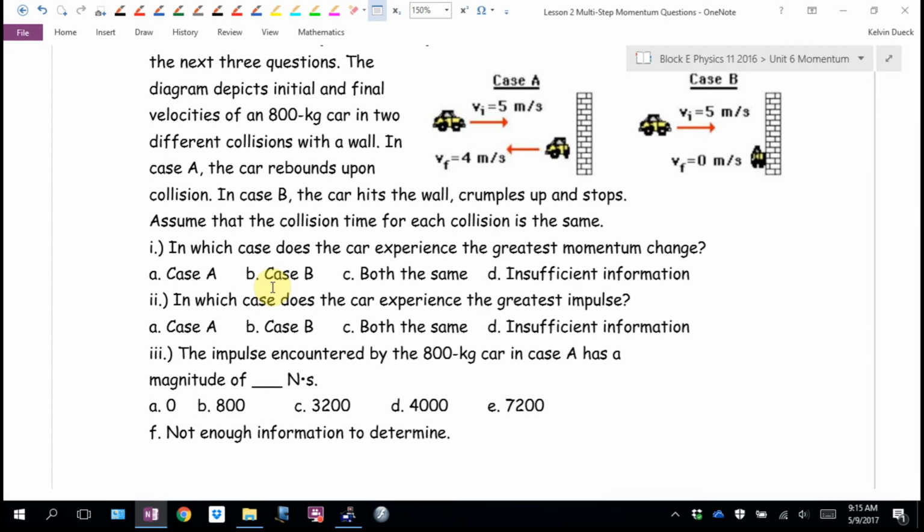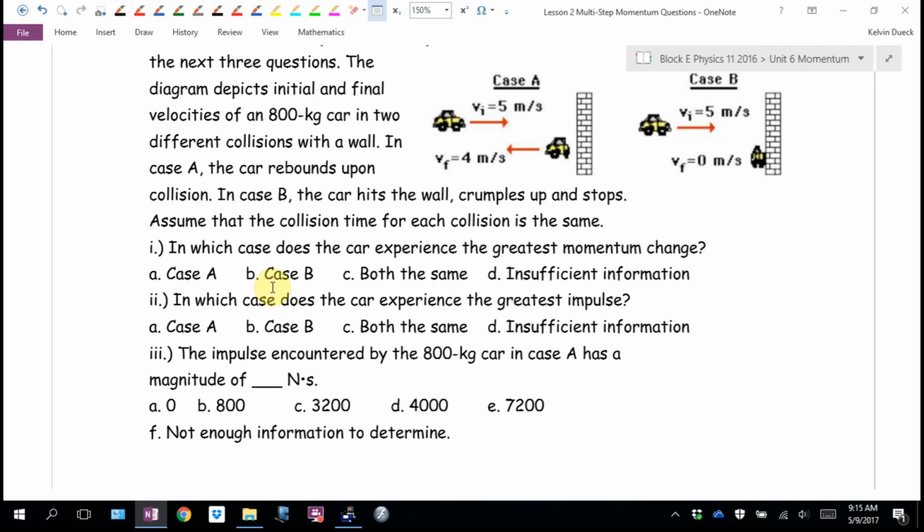Case A, case B, both the same, or I need more info? What do you think? Once again, this is a chance for us to vote. How high you hold your hand up is how sure you are of the answer. So we have case A, where the car hits the wall and bounces off in the opposite direction. Case B, where the car comes to a complete stop. Which one experiences the bigger impulse? Case A, case B, both the same, or can't tell?